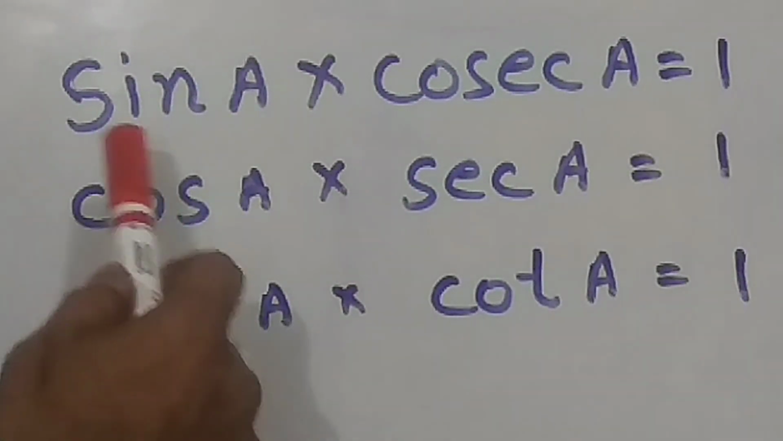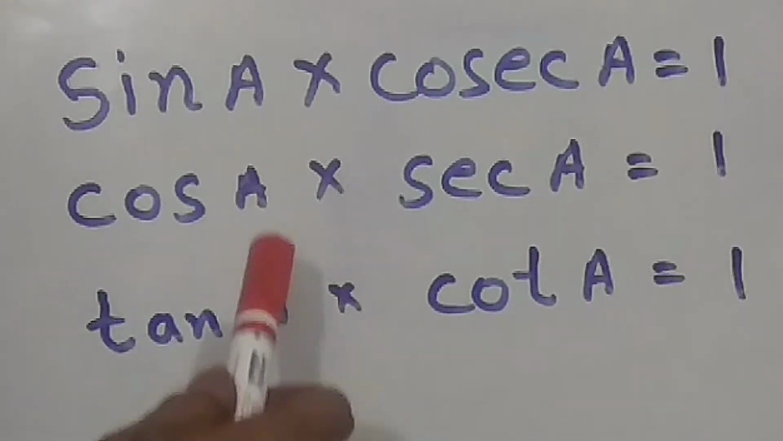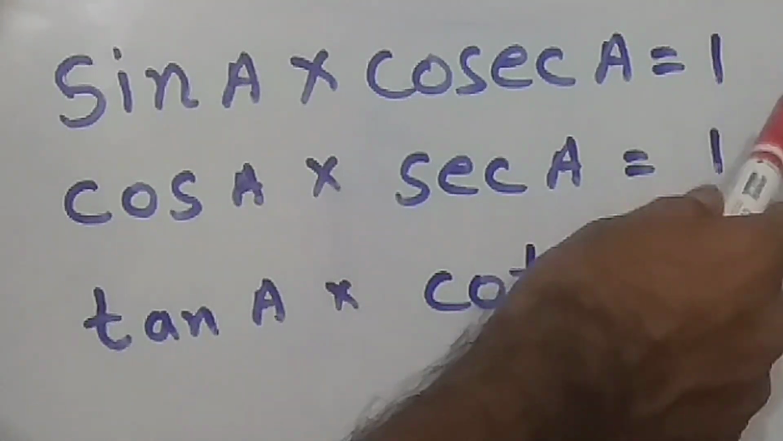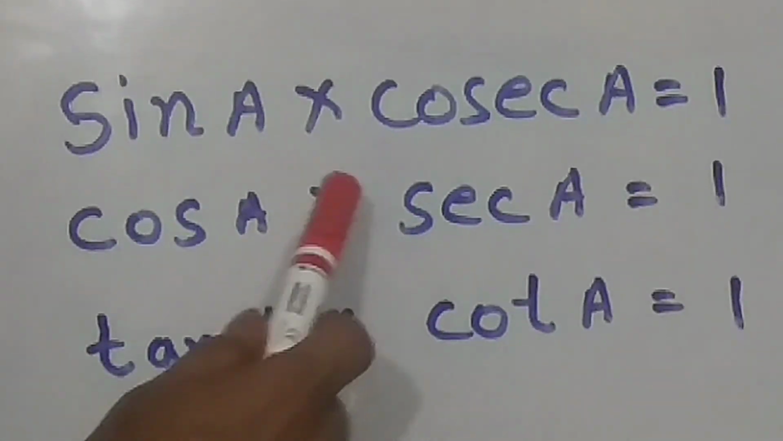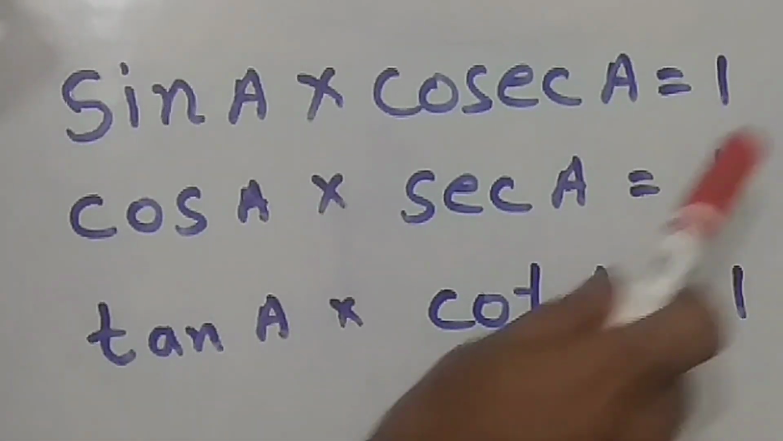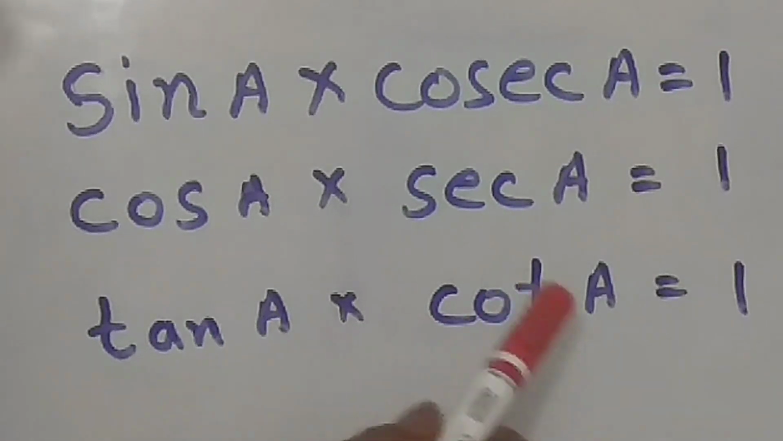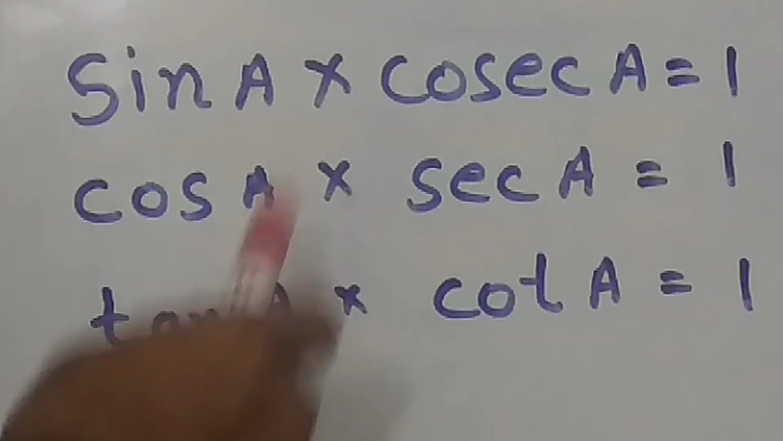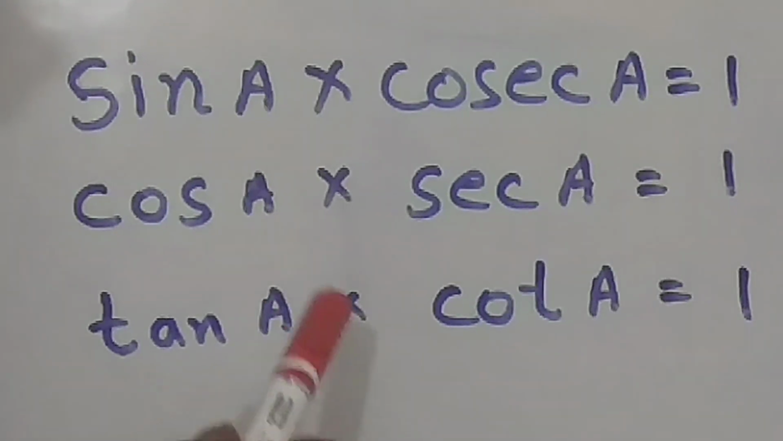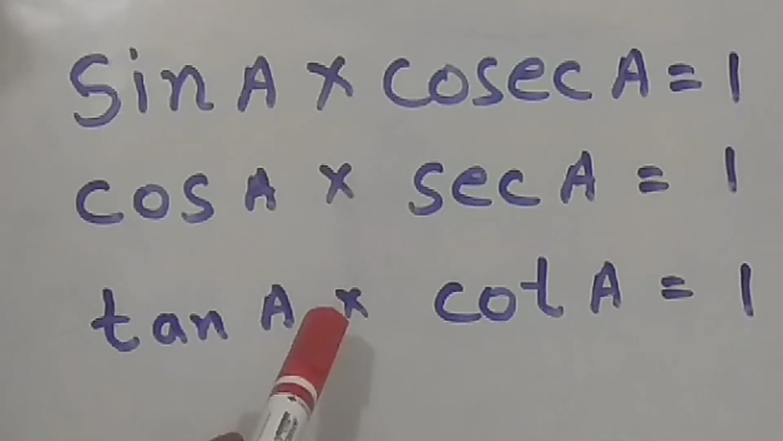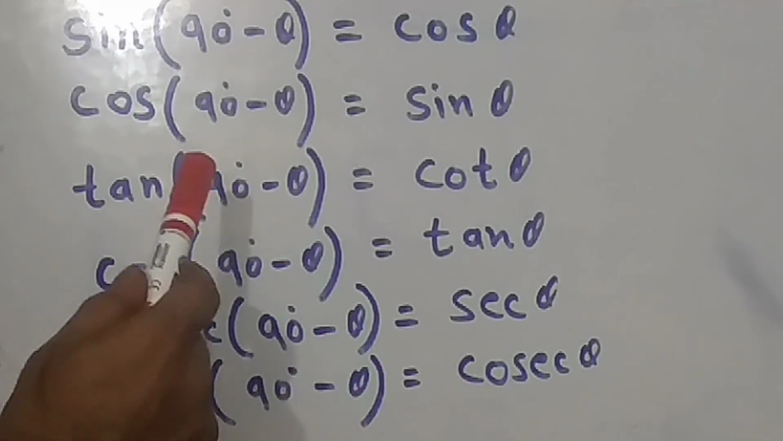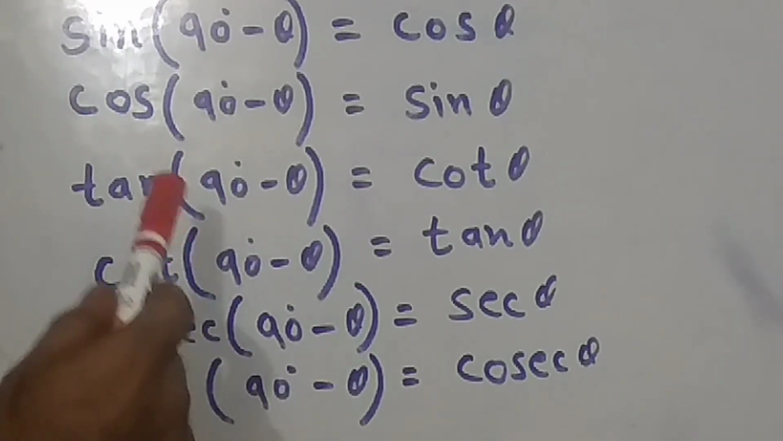Now 3 formulas you should learn. Sin A into cosec A is equal to 1. Cos A into sec A is equal to 1. Tan A into cot A is equal to 1. These formulas are for class 9th and 10th trigonometry. These are some more formulas you will have to learn.